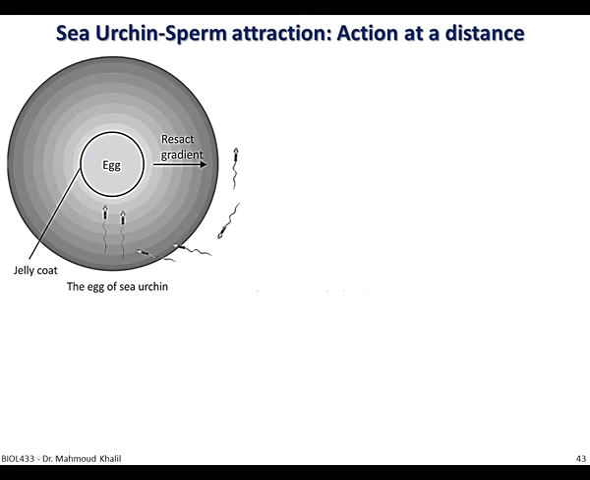Once it recognizes the resact, it starts to migrate toward the egg. But you need to understand here that not only one sperm migrates toward the egg. You can find that all the sperms will migrate toward the egg. So resact solved the problem of the identification of the egg by the sperm. But still there is another problem, that the egg has to be fertilized by just one sperm.